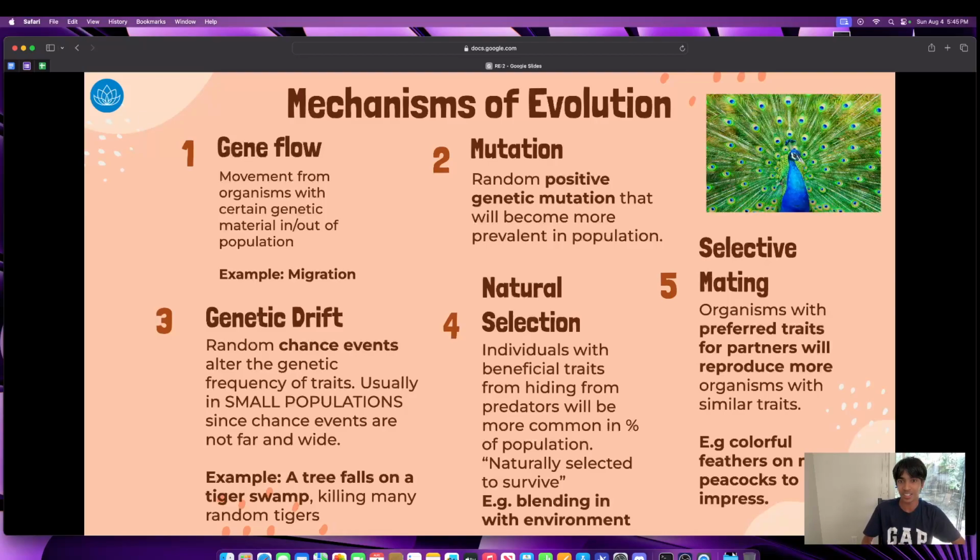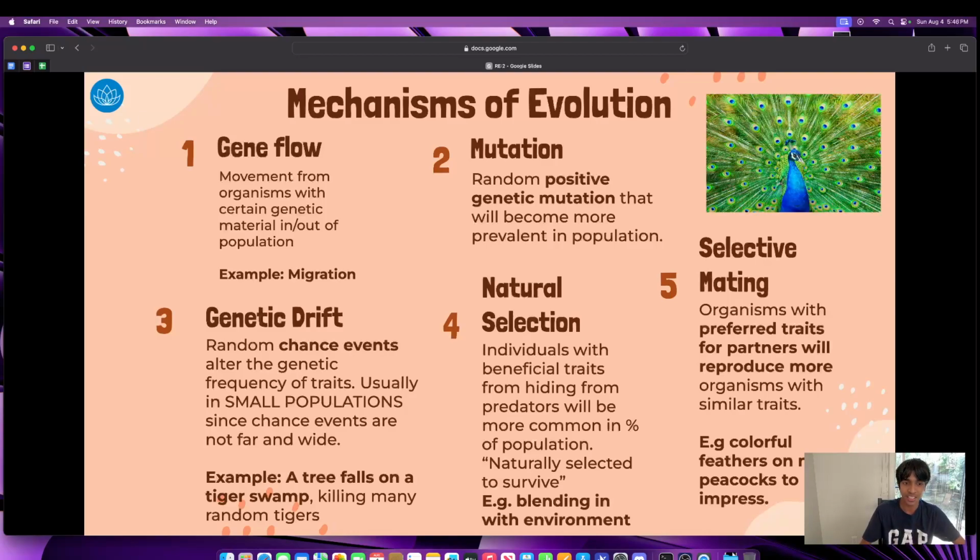And then mutation is when a really random positive genetic mutation becomes more prevalent in a population. Because sometimes genetic mutations can be really bad, and sometimes genetic mutations can be really good and can help uplift the population for future generations and make it much better suited to its environment. And that's because of natural selection, because individuals with beneficial traits, like hiding from predators, will be more common in the percentage of a population. E.g., they are naturally selected to survive and they blend in with their environment.